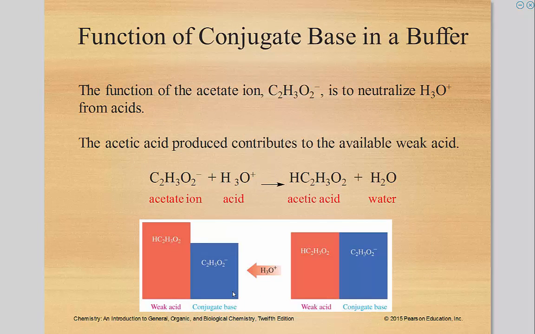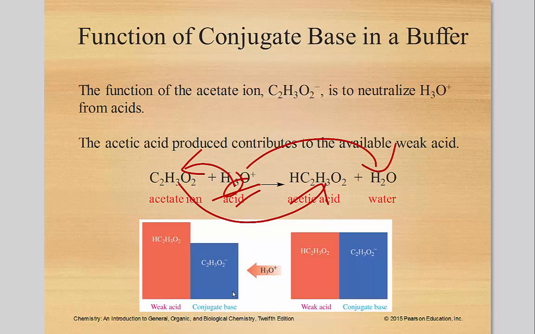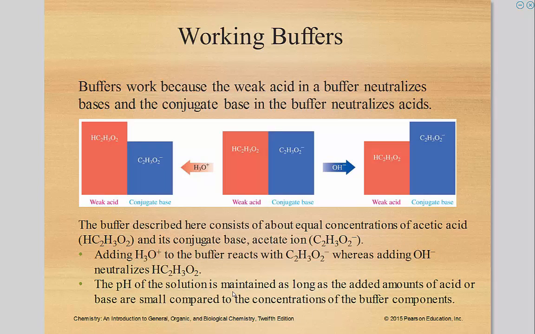If we put an acid in there, the conjugate base does the work. It takes one of these hydrogens away from the H3O+ and pulls it out of the solution, making that H3O+ turn back into water. So once again, it's basically taking out and adding to the solution to create water, therefore making it more neutral. Buffers work because the weak acid in a buffer neutralizes the bases, and the conjugate base neutralizes the acids.